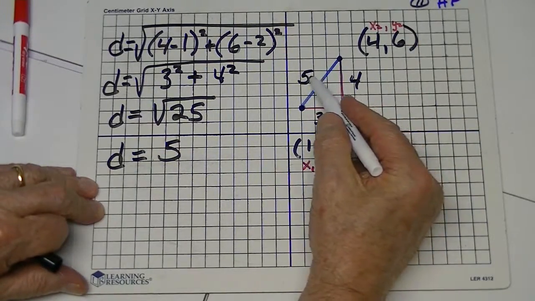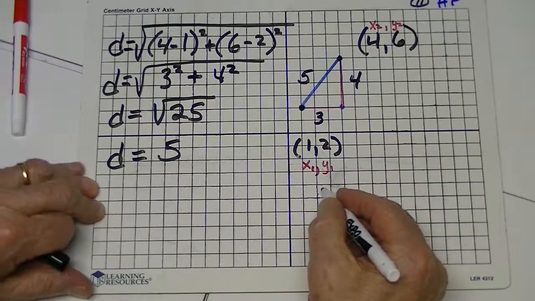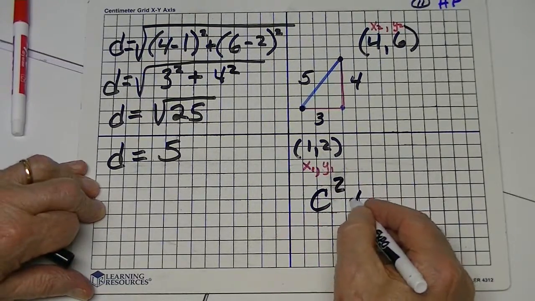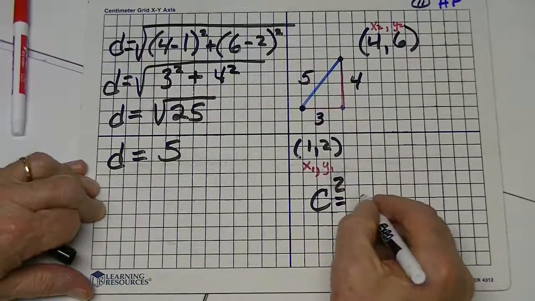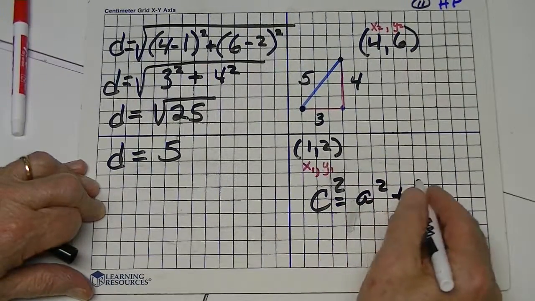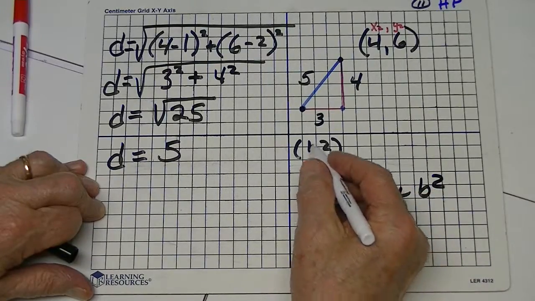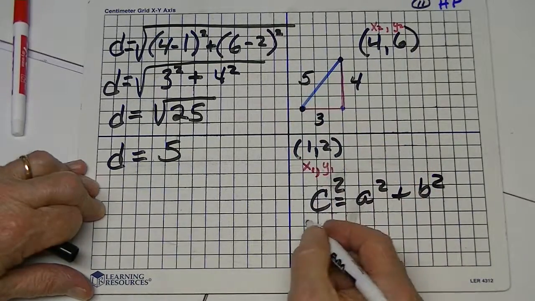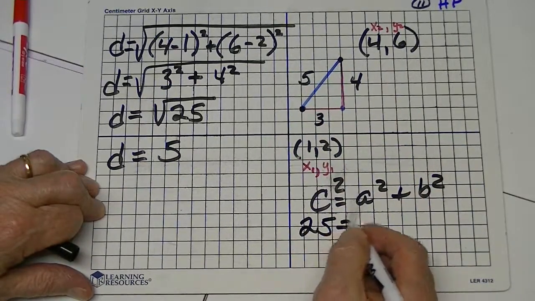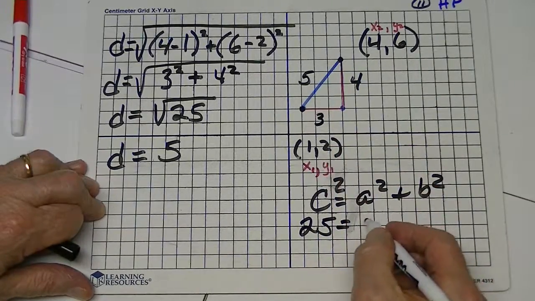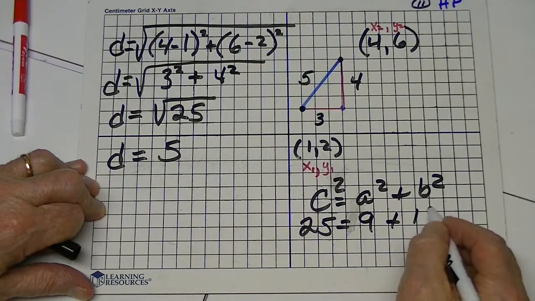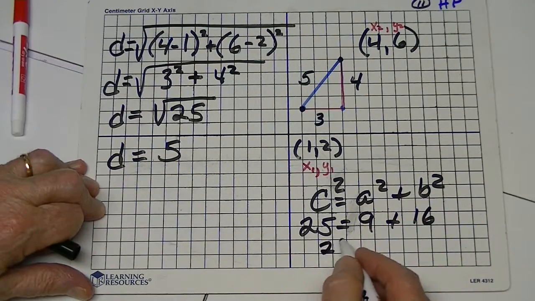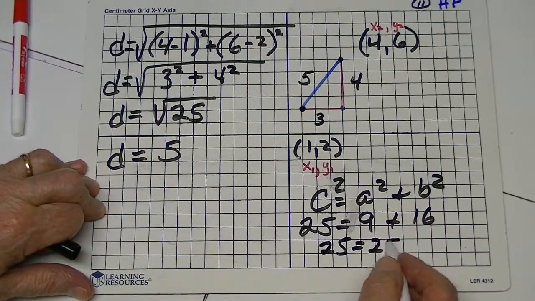So if we were to square 5, we'd get, remember, c squared equals a squared plus b squared. C squared is 25. A squared is 9. B squared is 16. And 25 equals 25.